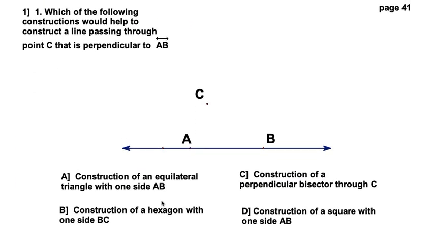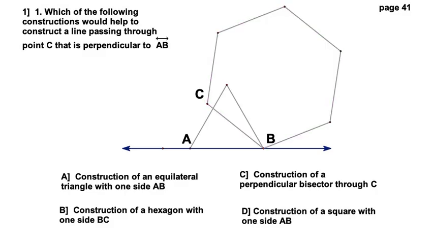Okay, the first one. A silly question. Which of these four constructions is going to help us construct a line passing through C that's perpendicular to AB? Oh, come on. An equilateral triangle with side AB? A hexagon with side CB or BC? You know, it never said it was equilateral or regular, but I don't see how it helps anyway. Or a square with side AB? None of those make any sense.